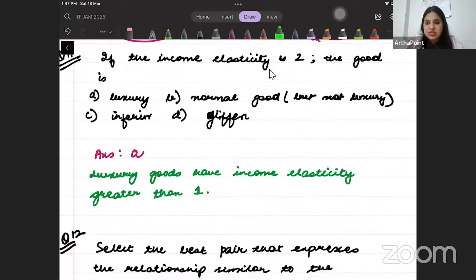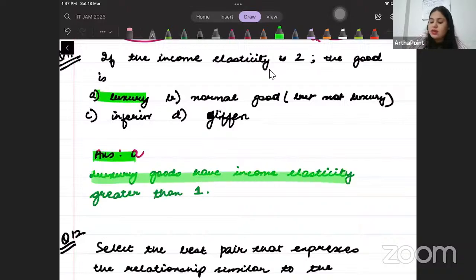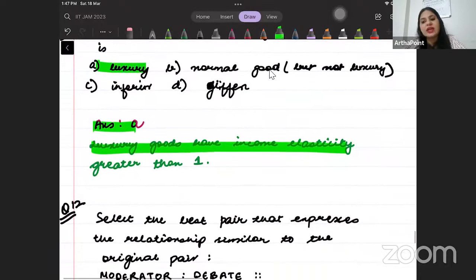If the income elasticity is 2, the good is so. We know that income elasticity greater than 1 actually is for a luxury good. So the answer is going to be A. Luxury goods have income elasticity greater than 1.